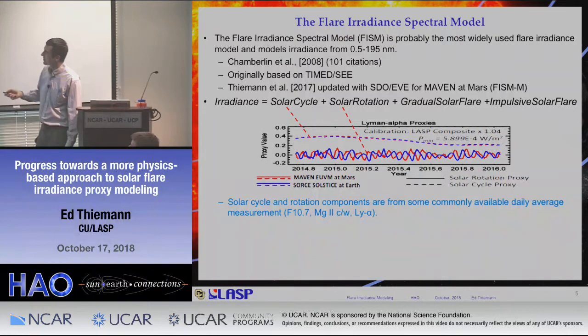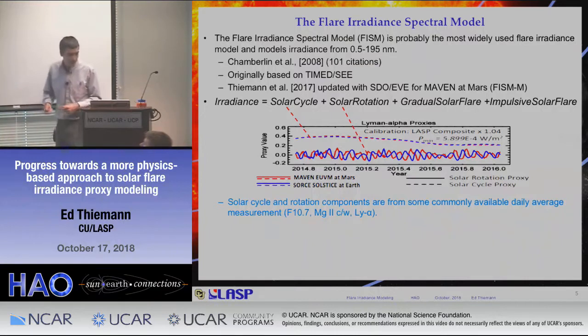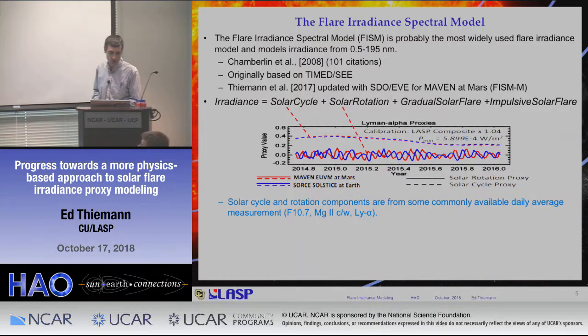Here I'm showing in blue Lyman alpha irradiance at Earth, and in red that at Mars. This gives you an idea as to why we need an EUV monitor at Mars, because it's only once every 2 years that the planets are lined up and the modulations from solar rotations would be in phase. Typically the solar cycle and solar rotation components are derived from commonly available daily average measurements like F10.7, magnesium-2, or Lyman alpha.